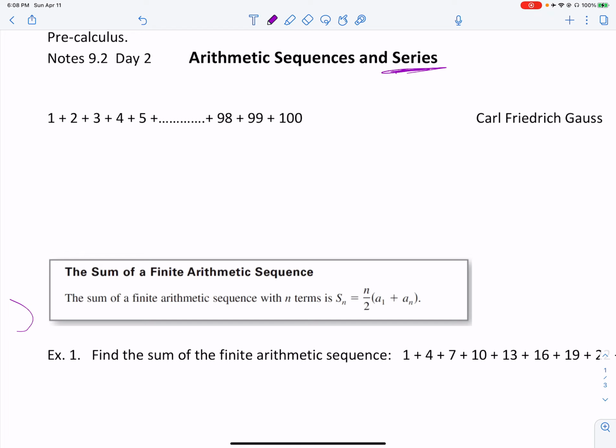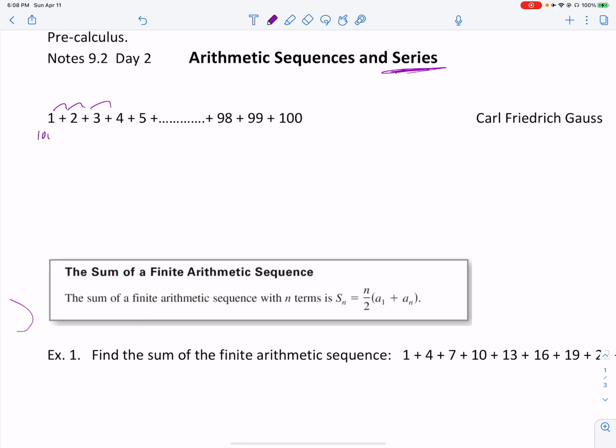and the teacher was trying to keep him busy and said, hey, this should keep him busy for a while. And she about turned around and he said, oh, the answer's this. And she's like, how did you get that? Anyway, here we have the sum of the first 100 integers. They're arithmetic because they're going up by a common difference of 1 from term to term.